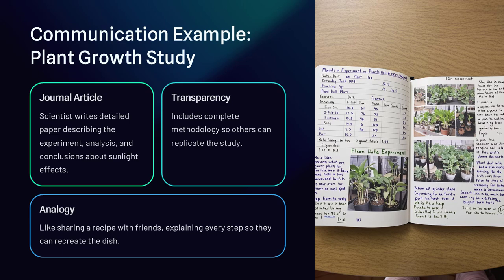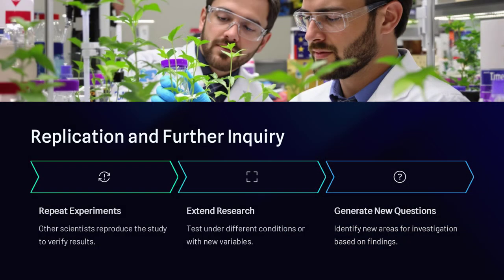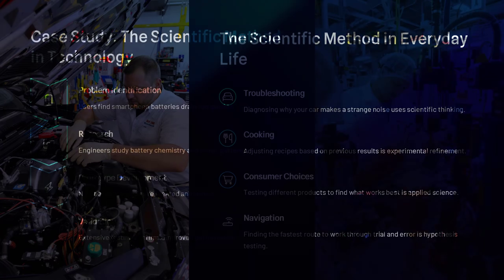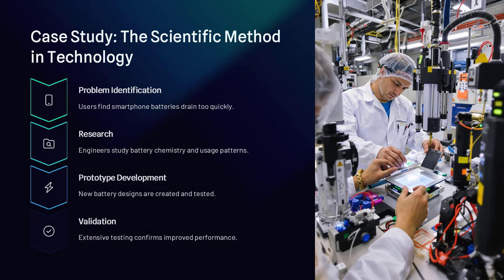But science doesn't stop there. A key final step is communication. You share your findings through reports, presentations, papers, or even informal conversations. Other scientists can replicate your experiment, challenge your assumptions, or build on your work. This collaborative cycle is what gives science its power. It's self-correcting and continuously evolving.